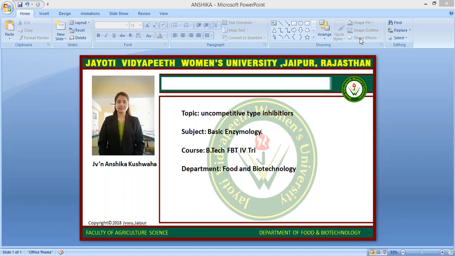Our subject is Basic Enzymology and today's session is uncompetitive type inhibition, mixed type inhibition and determination of Ki value. So what is uncompetitive inhibition? In this, the inhibitor binds only to the enzyme substrate complex, not to free enzymes. The inhibitor causes structural distortion of the active site.